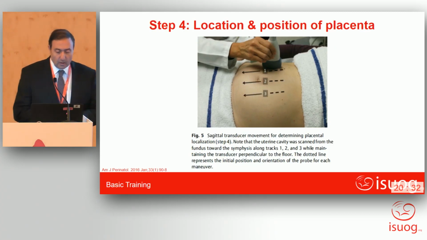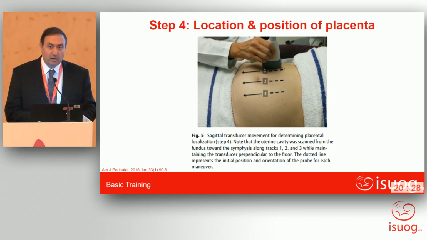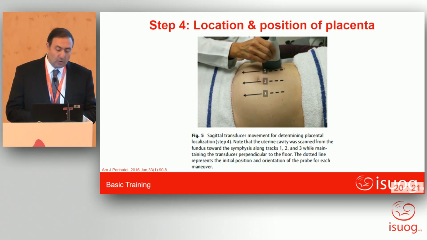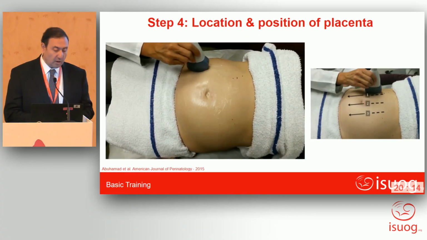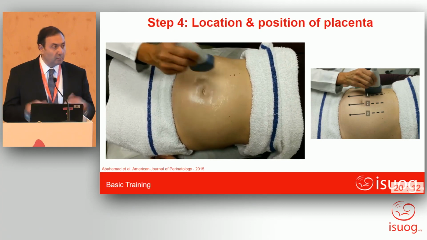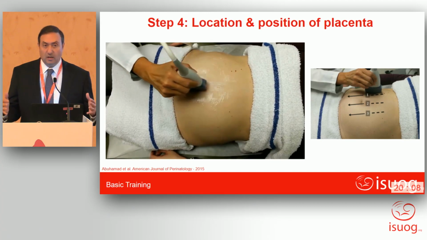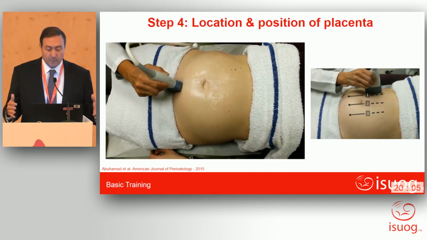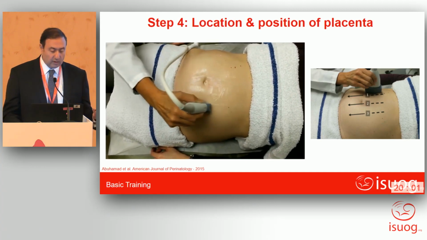The fourth step, which is as important as all the others, is making sure that the placenta is not a placenta previa or a low-lying placenta. Here you place the probe longitudinally, as you see in the image, and you slide the probe from the top towards the bottom in 3 parts of the uterus, looking for where the placenta starts and where the placenta ends. And as you do this, you will see where the placenta originates.